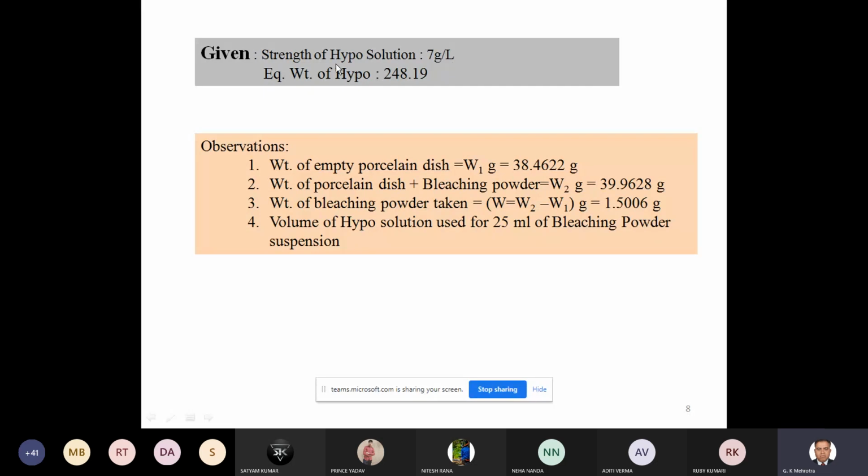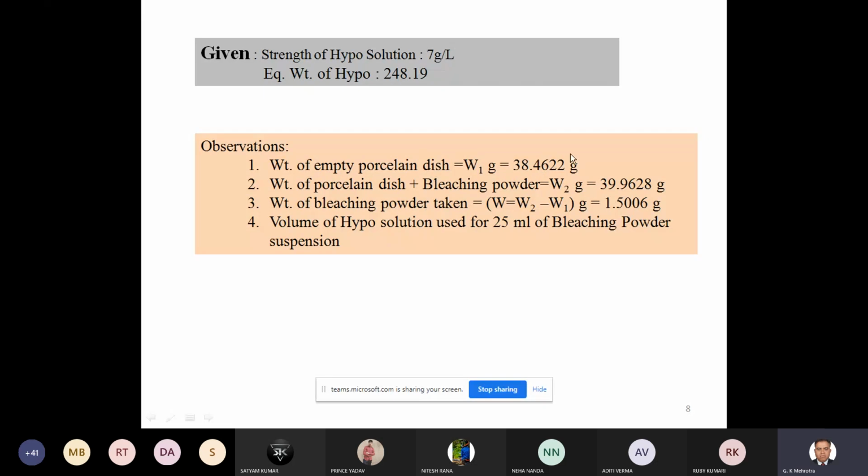These data are already given. Strength is already given. The equivalent weight of the hypo, which will be used in the calculation, is given, and you will write the experiment in observations. You will write the weight of the empty porcelain dish, plus the weight of the porcelain dish plus bleaching powder.